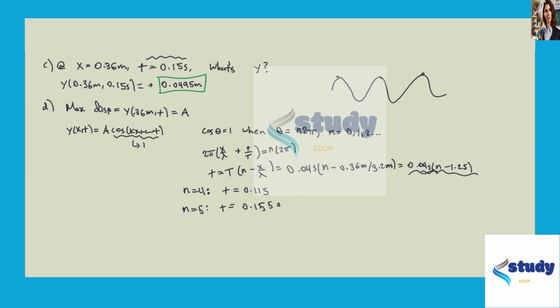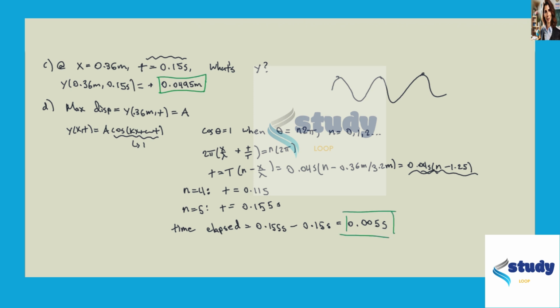Recall that the original question says how much time has passed since this time for it to reach its maximum displacement. So the time passed, or time elapsed, is going to be 0.155 seconds minus this time here, 0.15 seconds, which is 0.005 seconds. So that's the time elapsed.